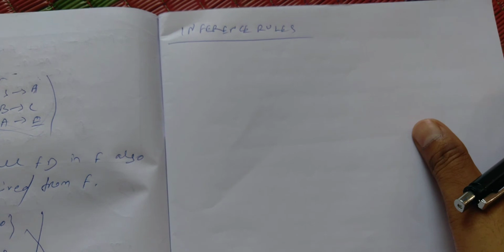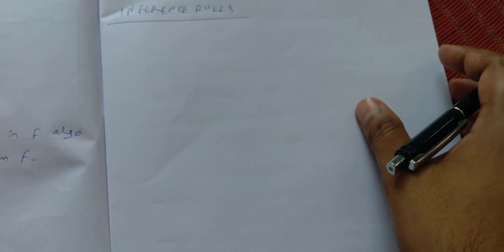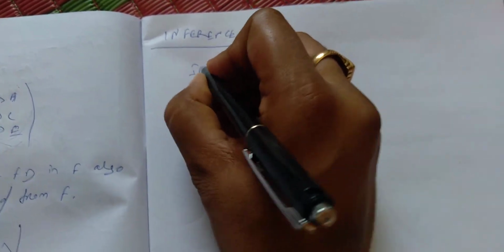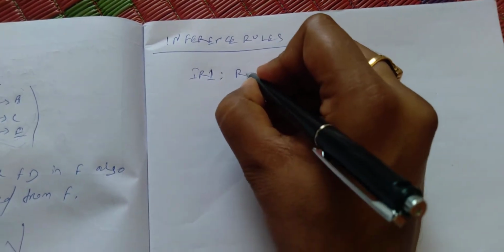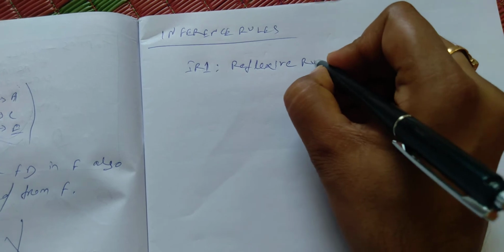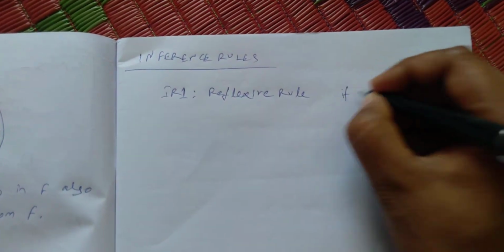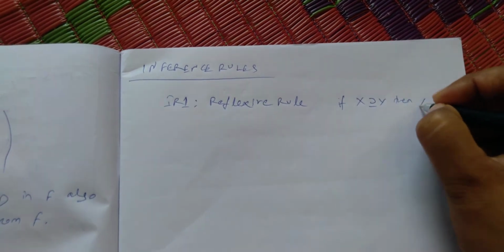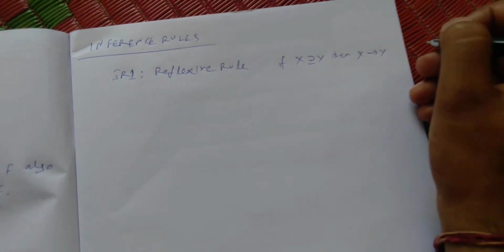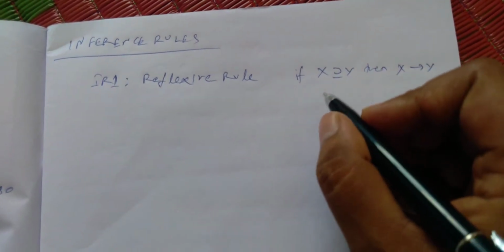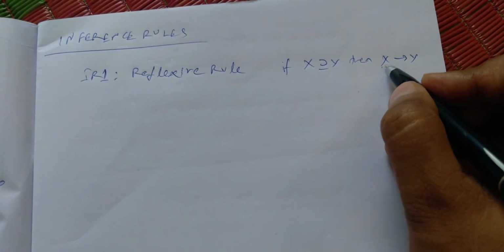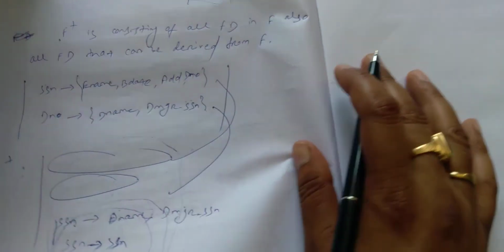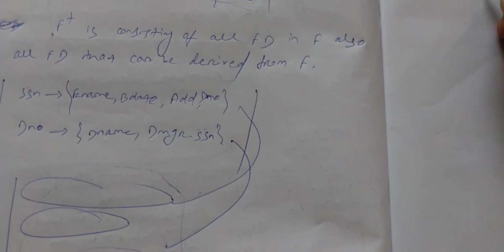So what are the rules? Inference rule 1 is called the reflexive rule, which says if X is a superset of Y, then X determines Y. That means if Y is a subset of X, then automatically X will determine Y. I hope this is clear.